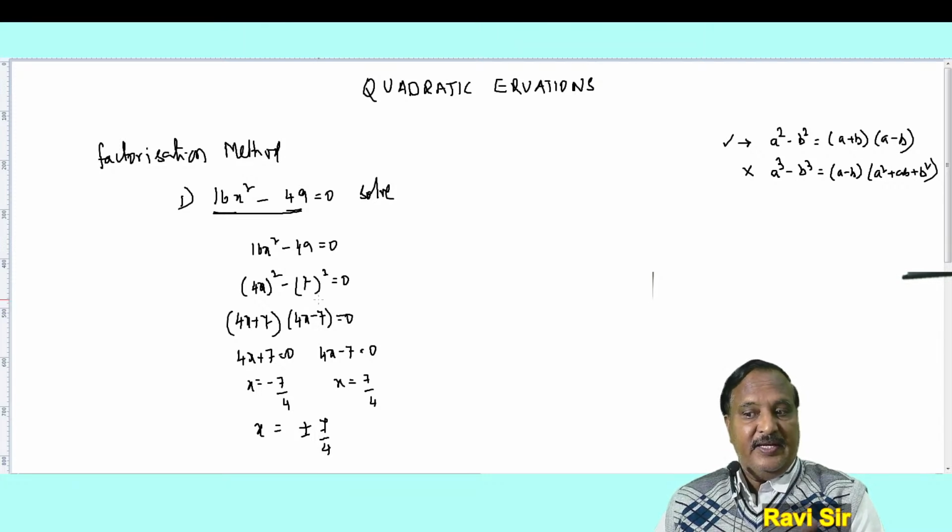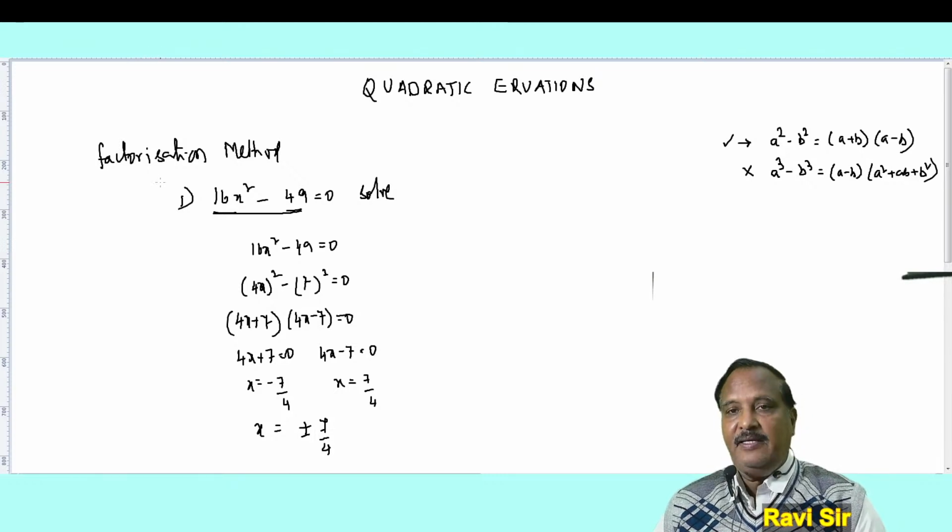Okay, so the nature you can also learn. 7 upon 4 is a real number, so the roots are real, and they are rational numbers because they are in the form p by q. So the solutions of this equation are real and also rational, and you can have an improper fraction, whatever. Okay, so this is how this type of problems are available. Mainly these may come from basic students.